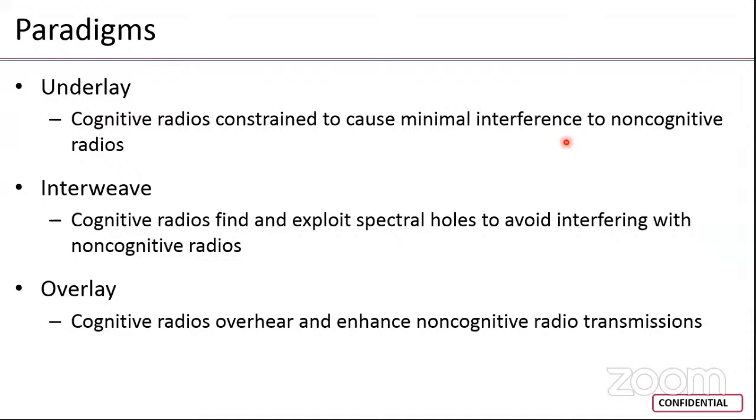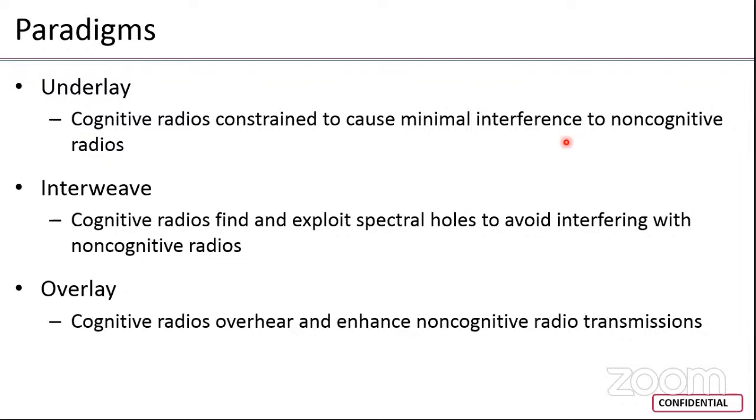For spectrum sensing, you have various paradigms, and it starts with underlay, interweave, and overlay. In underlay, cognitive radios are constrained to cause minimal interference to non-cognitive radios. You have n number of coverage regions, right? For example, consider a mobile phone tower. If you have a tower, it covers a certain square kilometer of area. If you go out of that coverage area, then what happens? You will feel a lack of connectivity, right? For a moment, you will lose connectivity with whomever you are talking to, or there will be a breakage in communication.